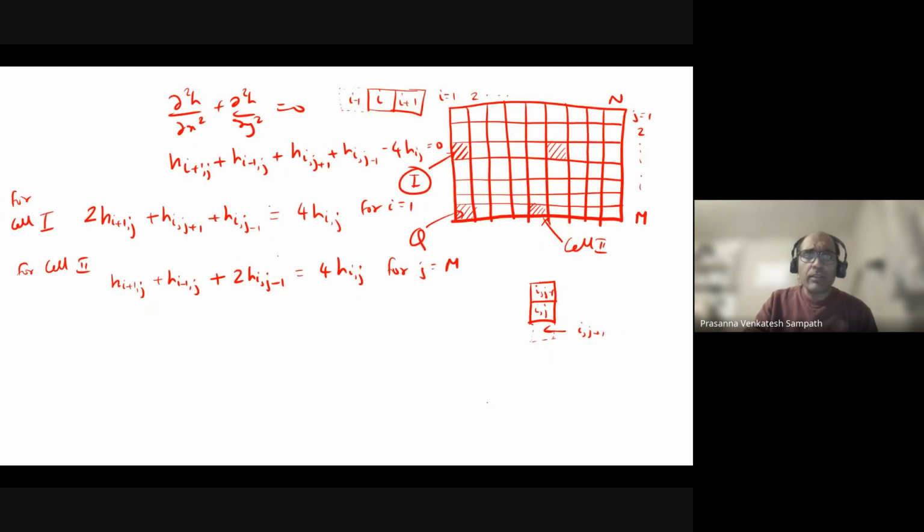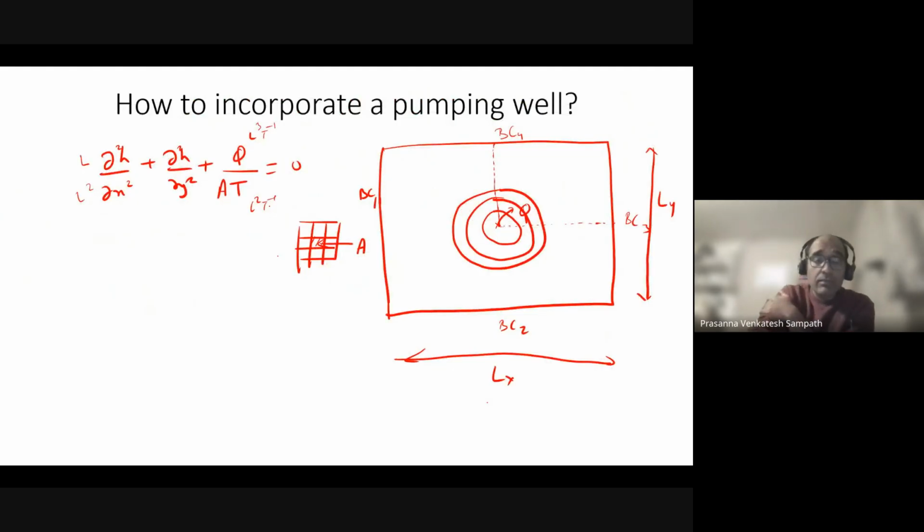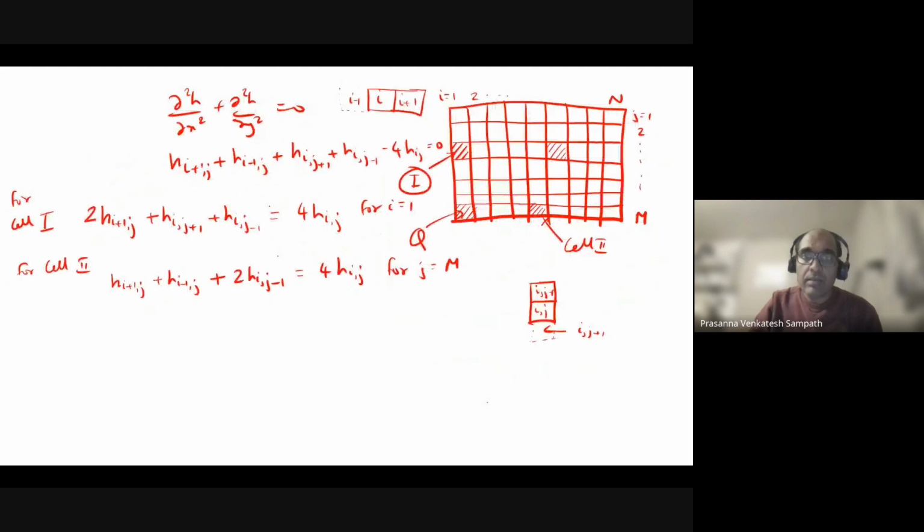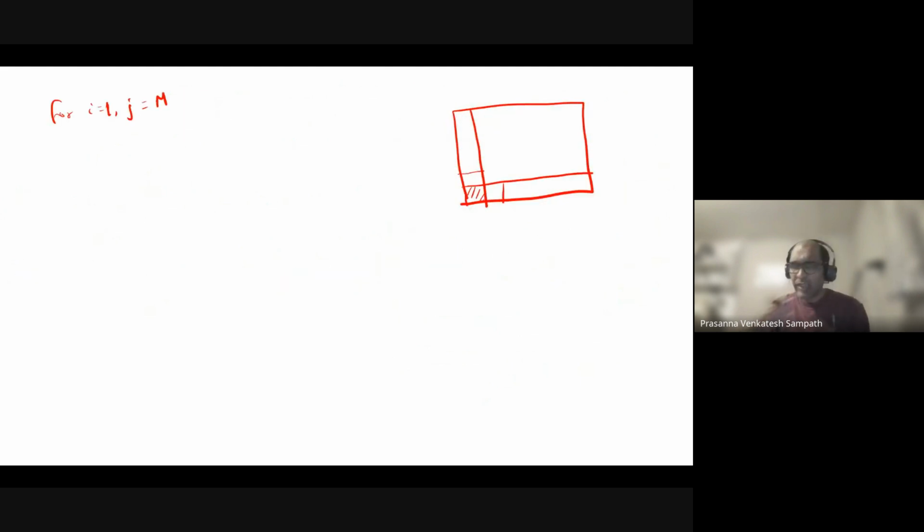Hold on a second. So the equation will no longer be del square h by del x square plus del square h by del y square equal to 0. The governing equation will be this original equation that I wrote, del square h by del x square plus del square h by del y square plus q divided by a t equal to 0. That is the governing equation for that cell alone, because that pumping well exists only in that cell. In all other cells, pumping is 0, so you don't have to worry about that q term in all the other cells. But now when I come to this corner cell, I have to be a little bit careful.